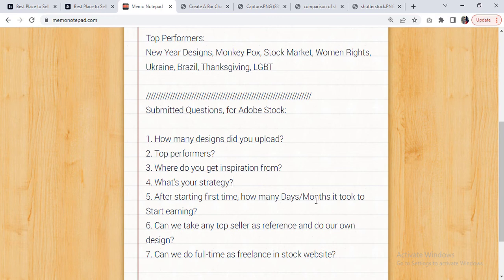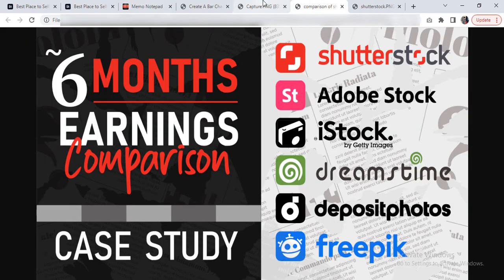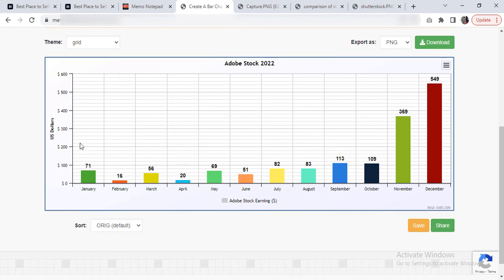Then after starting, how many days or months did it take to start earning? Well, here is the answer to that question. I just started in December last year, so it has been only a year so far in Adobe Stock, and I've already mentioned that I only have 370 designs, so you can make an estimation of this growth. Okay, so this is impressive. If you have good designs, then you can expect something like this. Maybe you will do even better.